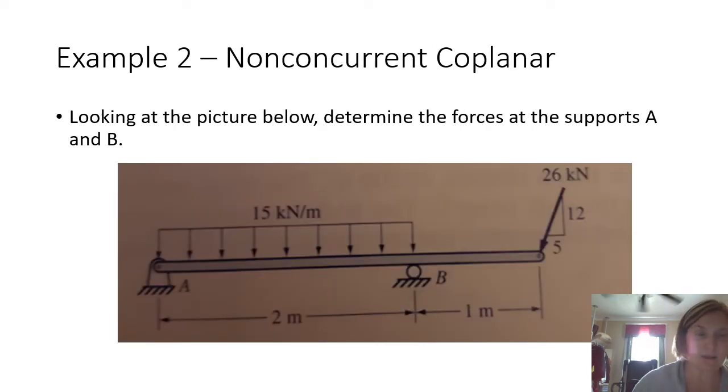Our next example is going to be a non-concurrent coplanar. So if we take a look at this one, we see that all of these are in the same plane, but they don't go back to the same point. So I've got this one force here that's at an angle. I'm going to have a force here at B, and I'm going to probably have a couple forces here at A. I'm also going to have this distributed force here. It basically means that it's equally distributed out between these 2 points.